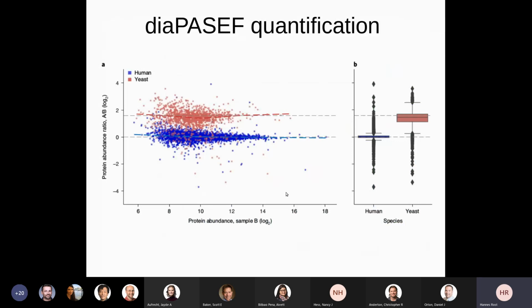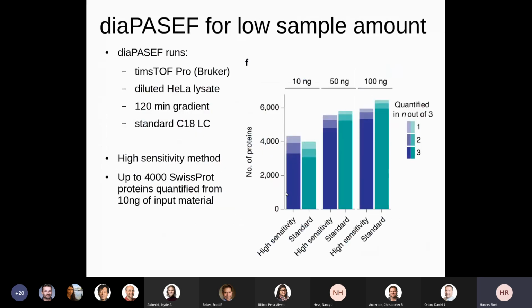intensities. And finally, the last thing that I wanted to mention very quickly is that we also looked at whether DIA-PASEF would be suitable for low sample amounts. And so what we did here is basically took the same experiment as before, and unfortunately we did not do any actual single cell experiments, but we simply took the HeLa cell lysate and diluted this using the same standard C18 liquid chromatography, and we simply went from 200 nanograms to 100 nanograms to 50 and to 10 nanograms.